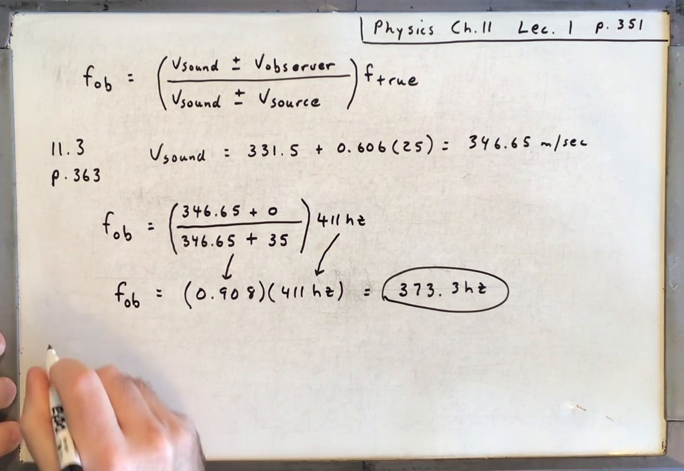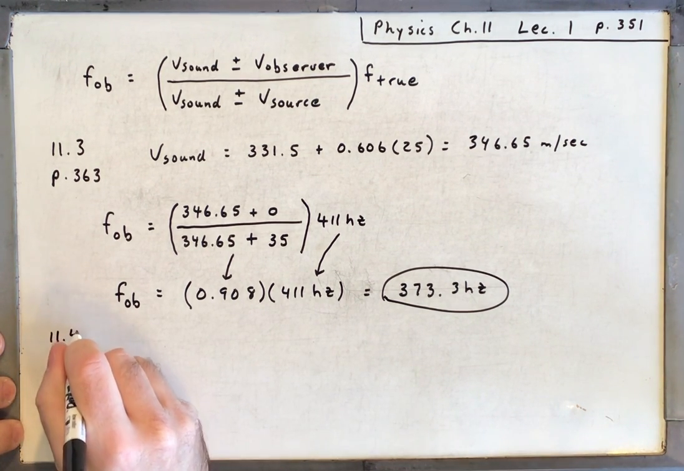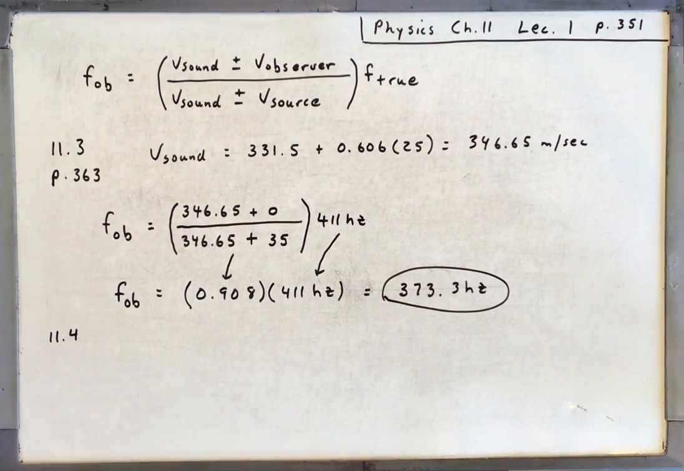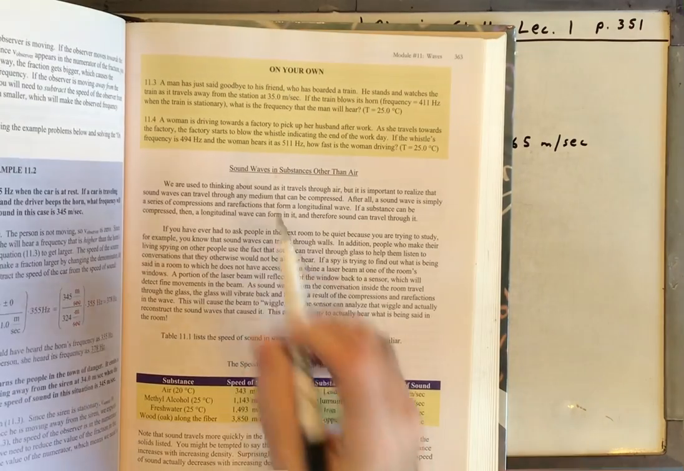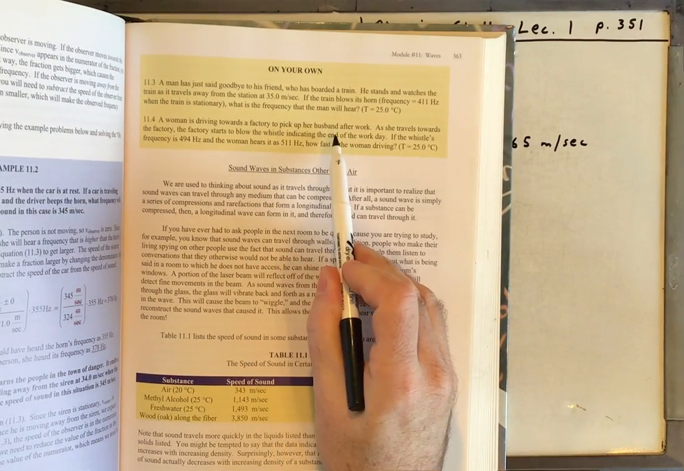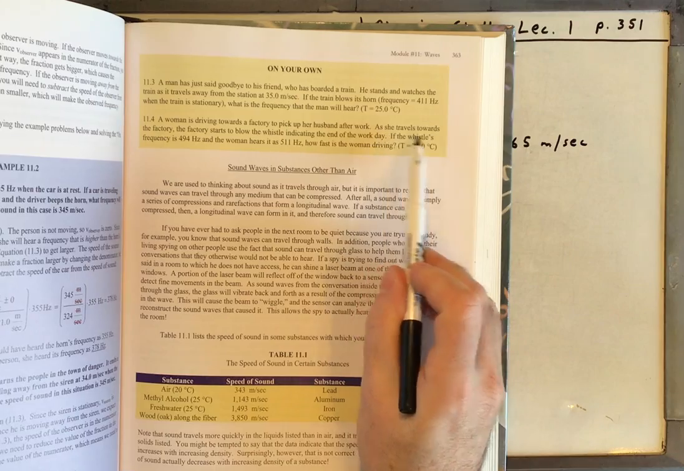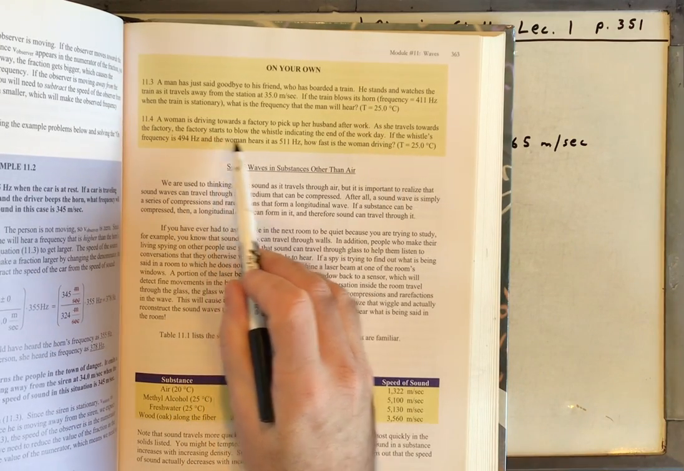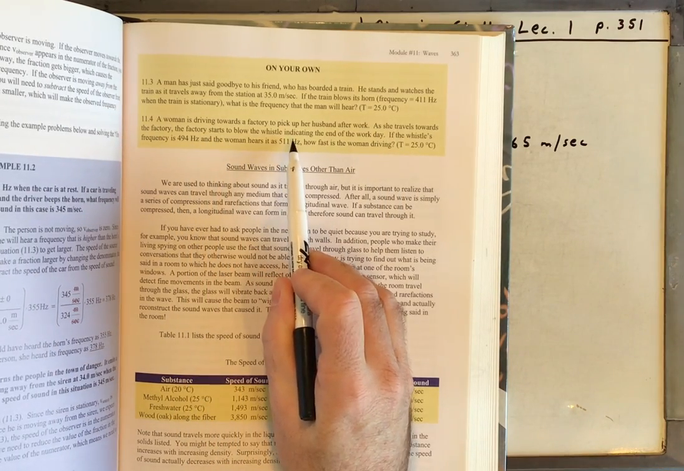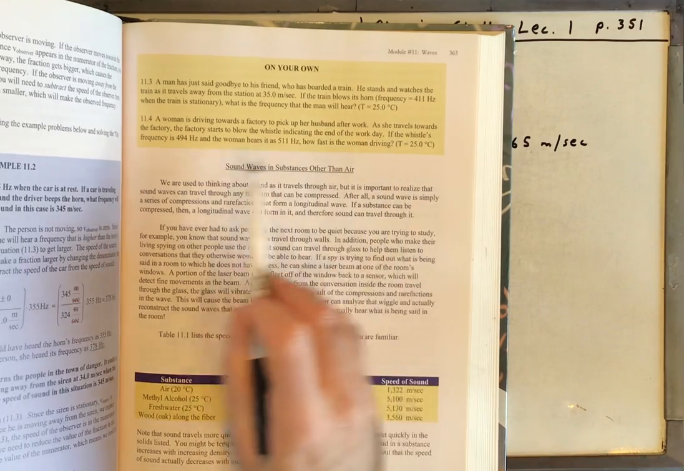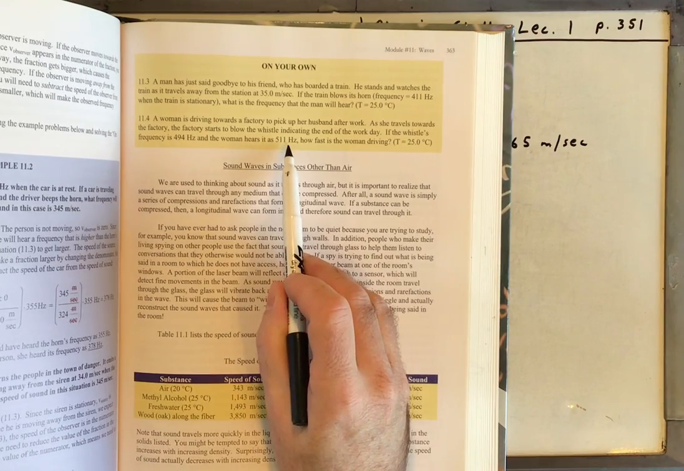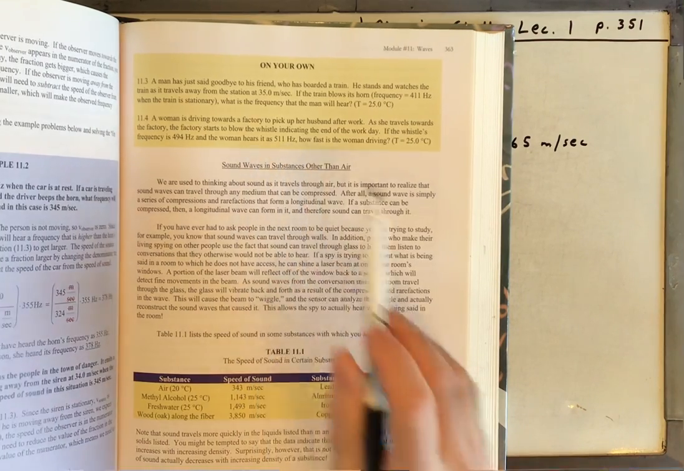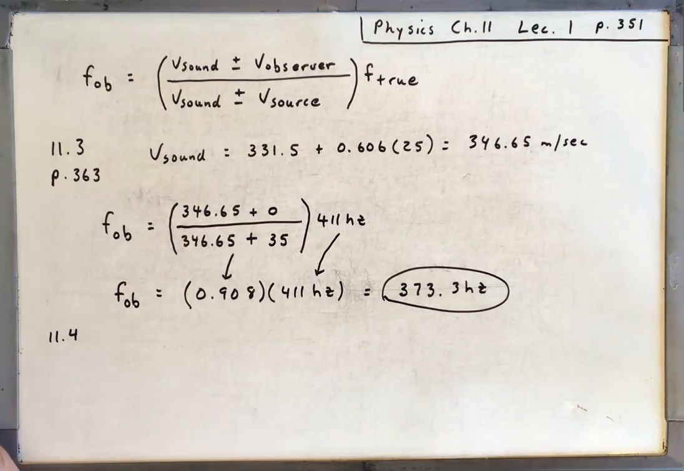All right. Let's see if I can fit in 11.4 here. So we're still on page 363. And it says a woman is driving toward a factory to pick her husband up after work. As she travels toward the factory, it starts to blow the whistle, indicating the end of the workday. If the whistle's frequency is 494 hertz and the woman hears it at 511, how fast is the woman driving?